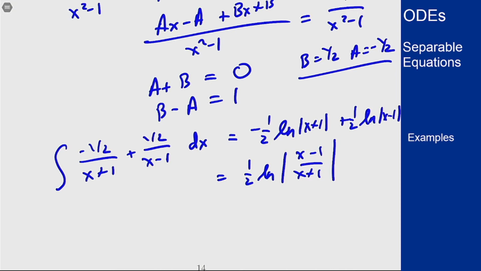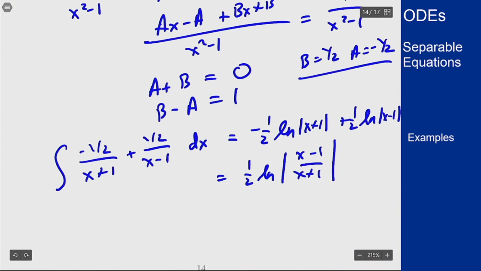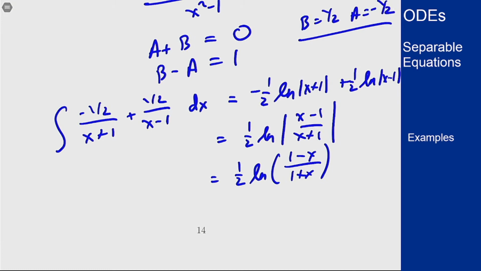In this case, because we are starting at x(0) = 0, so x is going to start at 0, this absolute value here I can evaluate because I know that x - 1 will be negative, because 0 - 1 is negative, and x + 1 will be positive. So I can rewrite this as 1/2 log((1 - x)/(1 + x)), just to make it look symmetric.